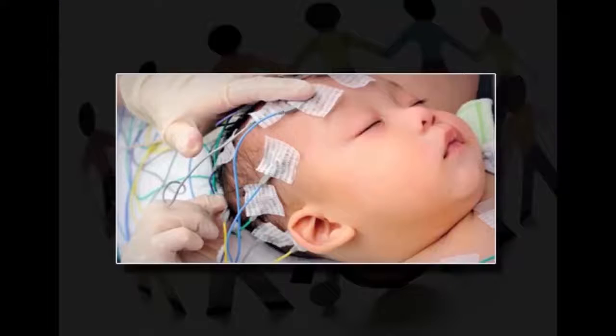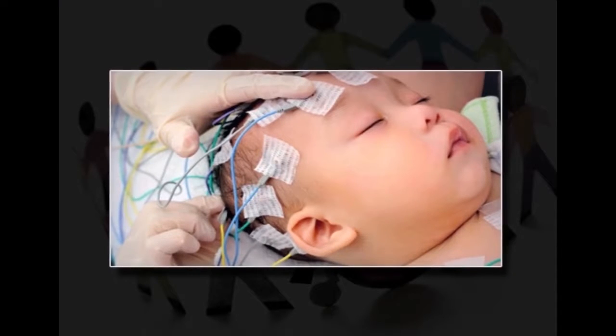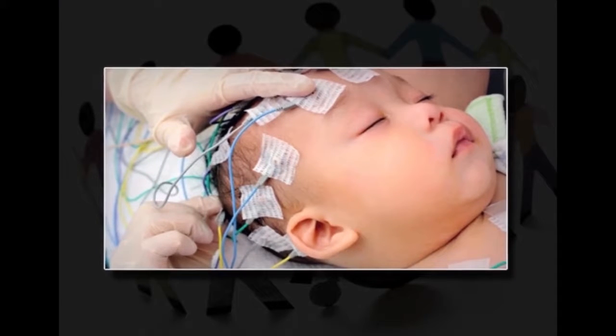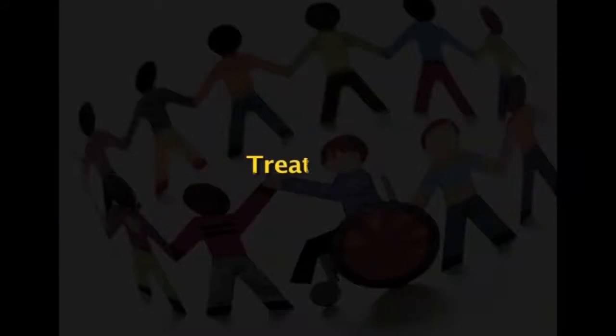This technique bounces sound waves off the brain and uses the pattern of the echoes to form a picture called a sonogram. When the doctor suspects a seizure disorder, an electroencephalogram (EEG) may be ordered. An EEG uses special patches called electrodes, which are placed on the scalp to record the natural electric currents inside the brain. So, these are some of the diagnoses that can be done in a cerebral palsy affected child.